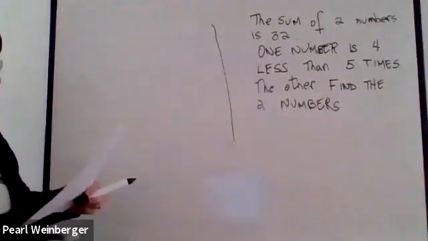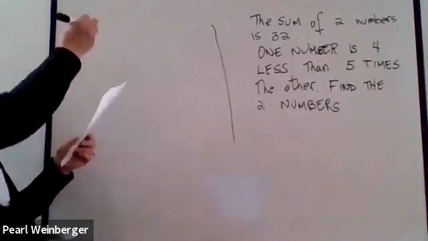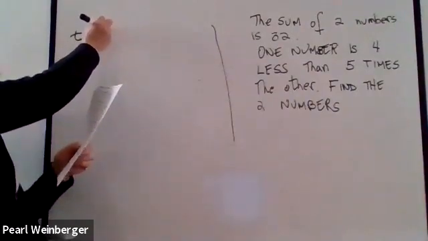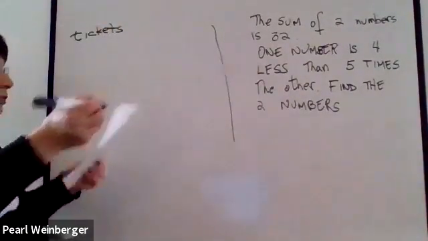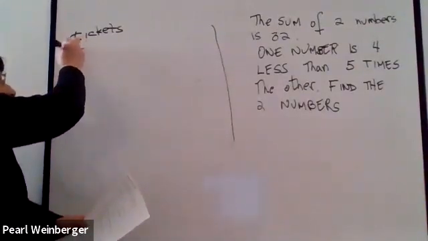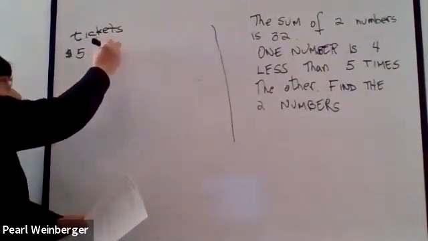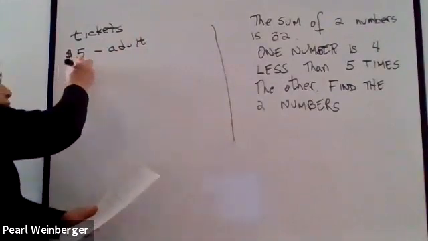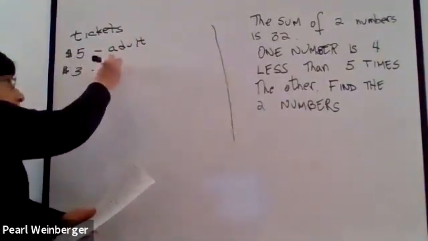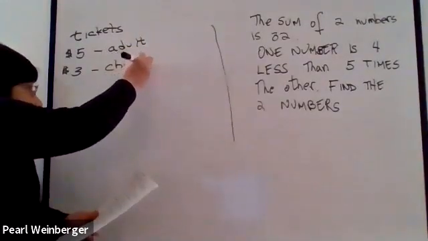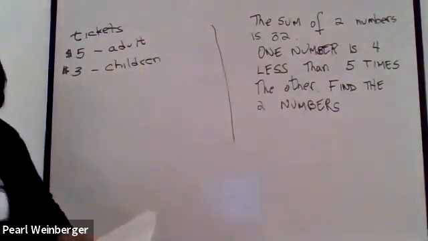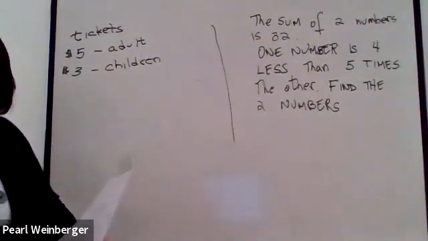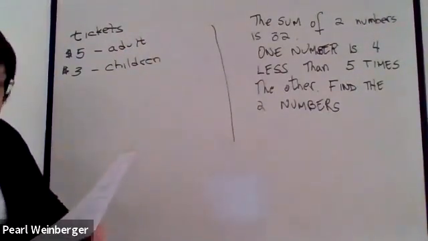Okay, so here's the question. Tickets to a local movie. So we have tickets to a local movie were sold for $5 for adult tickets and $3 for children's tickets. So again, we have 2 types of things. They happen to be tickets to a movie. One type of ticket is called an adult ticket. It costs $5 each. For the children, the tickets cost $3 each.